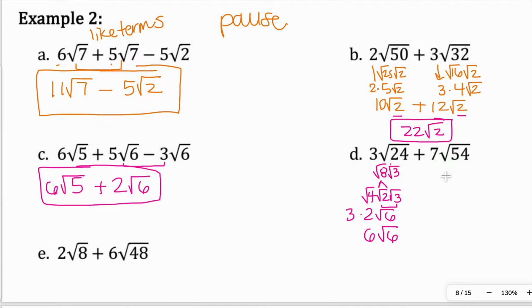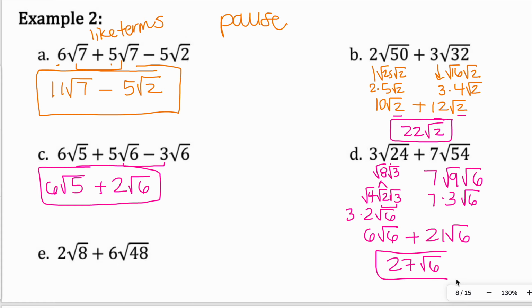But then 54, I just did the square root of 9 times the square root of 6. So really, 24 I could have just done 6 times 4, and that was my fault. So this is way too much work for me. So this gives me 7 times 3 square root 6, so 21 square root 6. And then I'm adding 6 and 21 to get 27 square root 6.